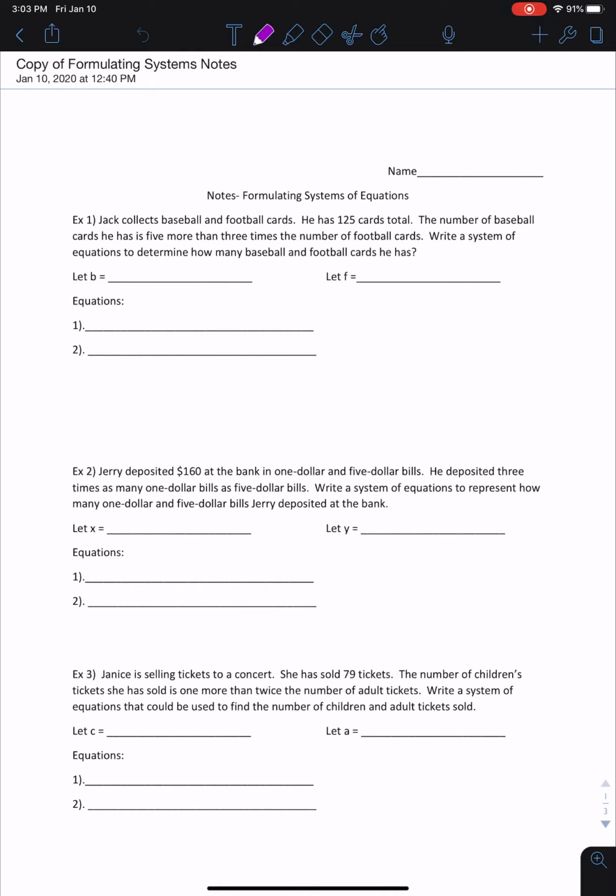All right. So this first question says, Jack collects baseball and football cards. He has 125 cards total. The number of baseball cards he has is 5 more than 3 times the number of football cards. Write a system of equations to determine how many baseball and how many football cards he has. So the first thing we need to do is recognize that B is going to stand for the number of baseball cards. And F is going to represent the number of football cards.